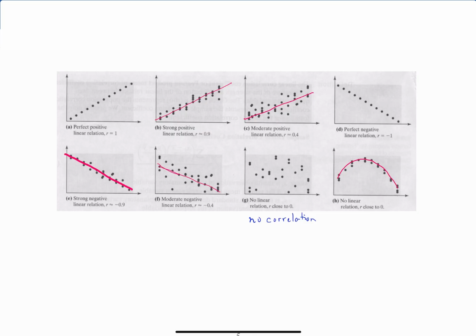It looks like it would be probably some kind of quadratic, something with x squared, but it's not linear. So even though there is a correlation, a nonlinear one, the r is still close to 0 because, again, r doesn't measure at all correlation other than linear correlation.